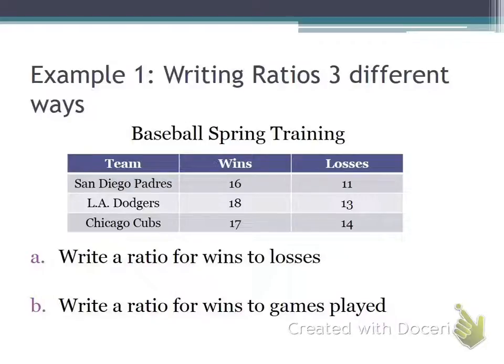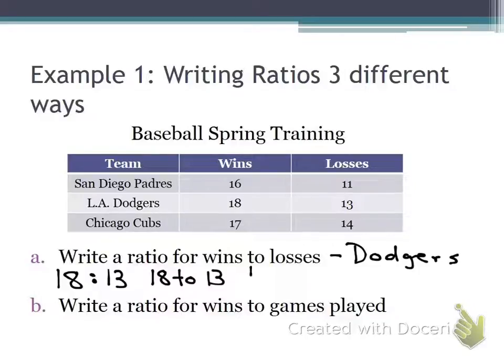Baseball spring training: Padres, Dodgers, Cubs. Write a ratio for wins to losses for the Dodgers. Whatever comes first in the statement, wins, comes first in the ratio. How many wins did the Dodgers have? How many losses? So I write it with a colon, with the word "to", and as a fraction. And I'm good to go.